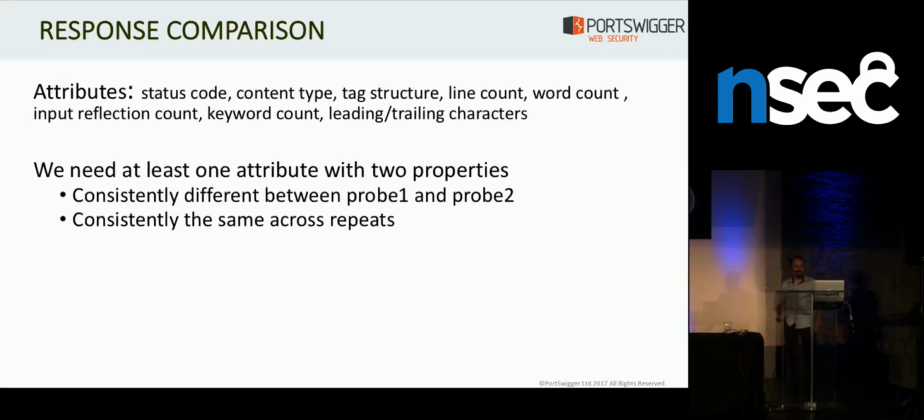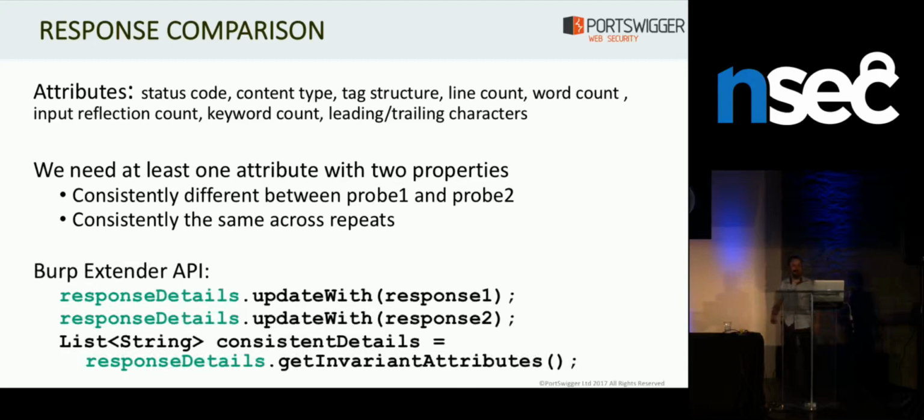What does work is viewing the response as a collection of attributes, taking properties of the response, like the status code, the line count, and the word count, and saying, do we have an attribute that has the following two properties? It needs to be consistently different between probe 1 and probe 2, like the one that should cause an error and the one that shouldn't. But it also needs to be consistently the same for a given probe across repeats. And that technique's really, really effective. We've actually put an API in Burp so that you can use that technique very easily if you want to. The most important thing to note from this slide is that at no point do we predict what effect a specific payload will have on the application. We're just looking for any kind of consistent difference.